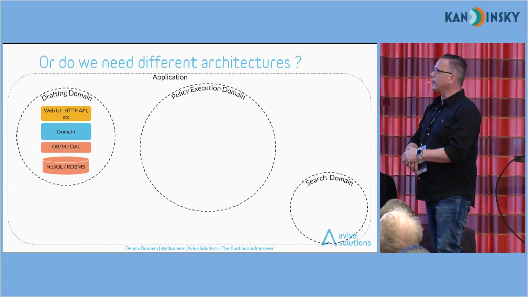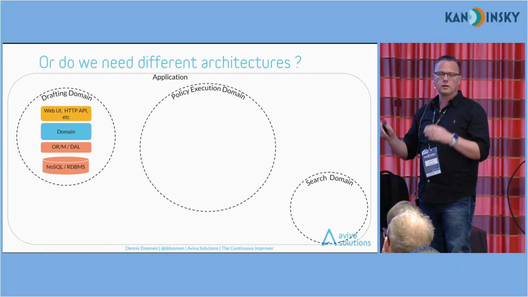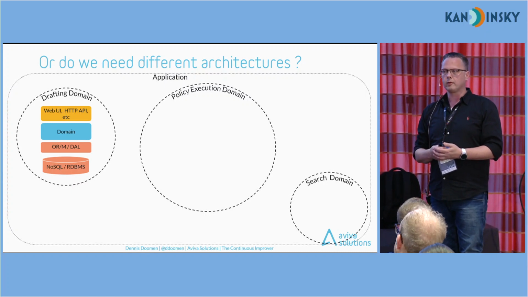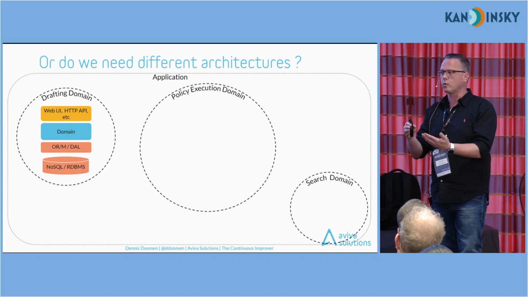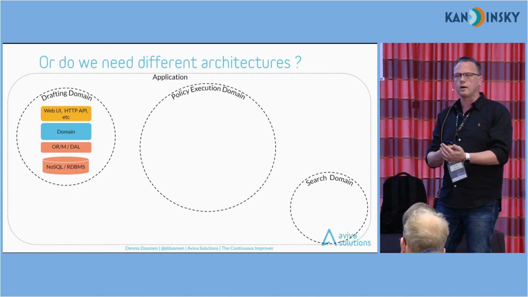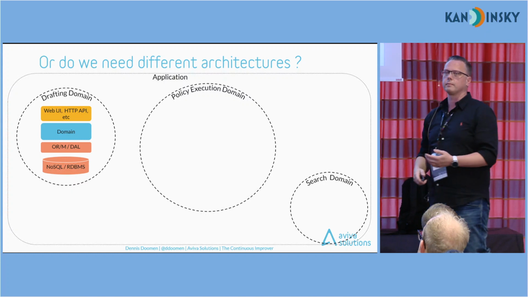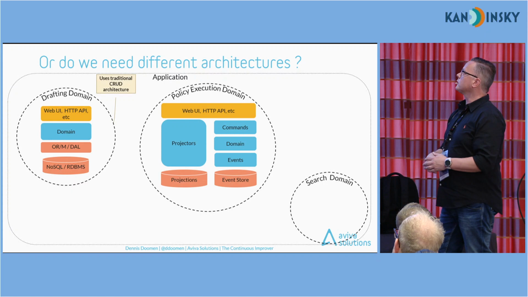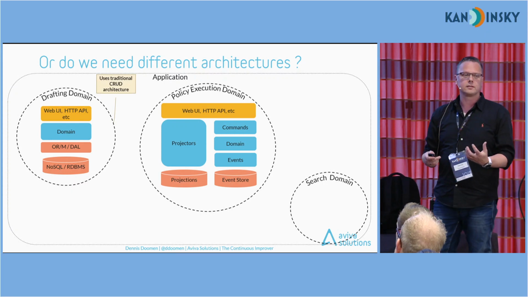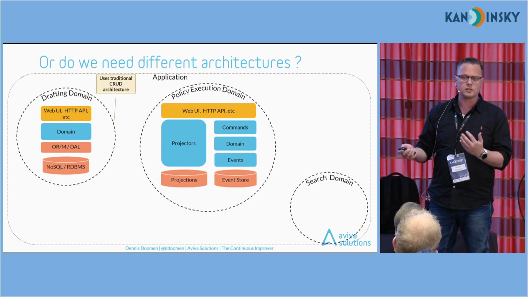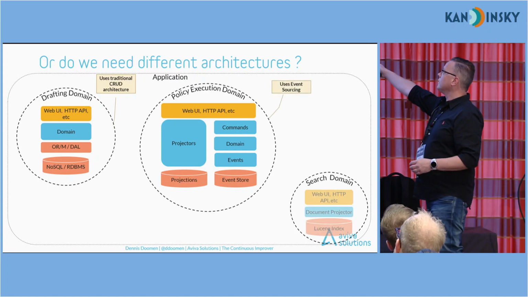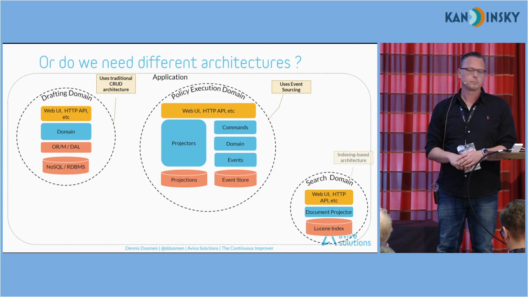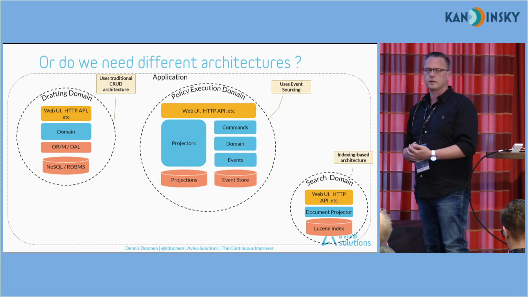For instance, the drafting domain could work with a simple CRUD kind of architecture because you don't need any of this complexity. There's not a lot of people working in parallel. So all these specific requirements I showed you earlier, you should evaluate against the different parts of your system. Maybe the policy execution domain does need all this complexity that we showed you. And there we use event sourcing and CQRS, whereas the search domain here is just, I don't know, Elasticsearch or a simple Lucene index. Yeah, some indexing-based architecture.